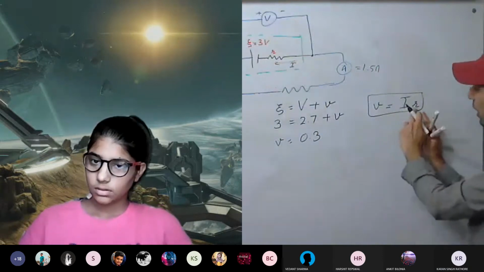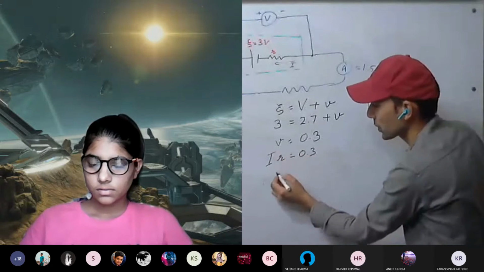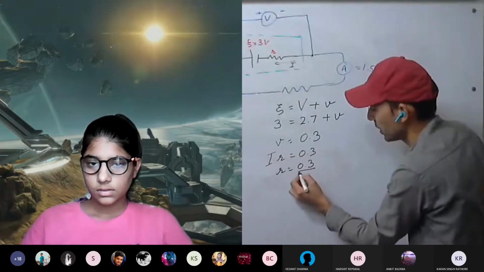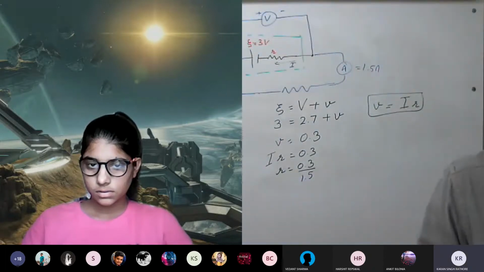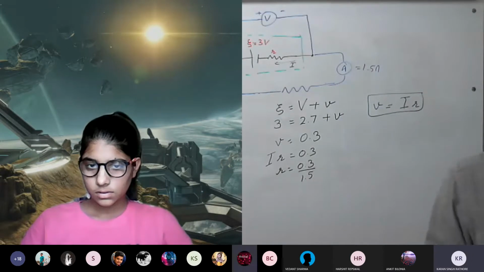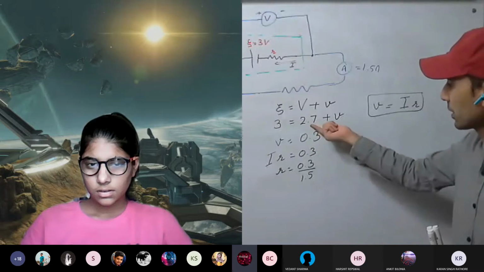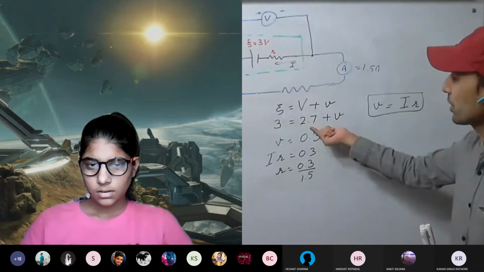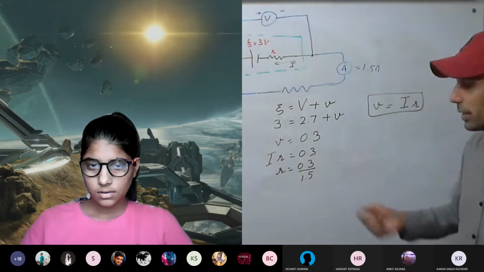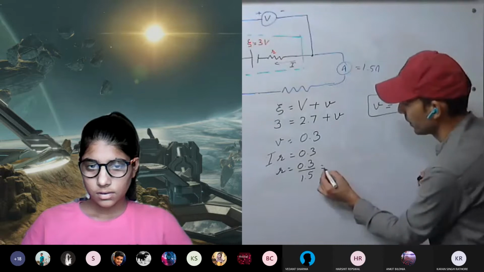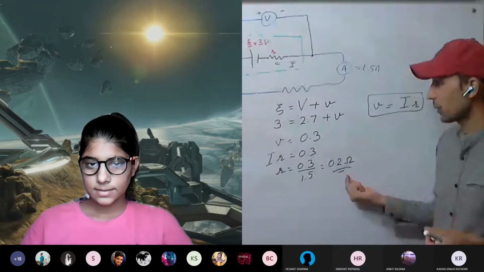And small v equal to IR. We can put here 0.3. R we do not know, that we have to calculate, but I we know, 1.5. Calculate it. Sir, v is equal to 0.3 or 0.9? 0.9, how can it be 9? So 3 minus 2.7, that is 0.3. Understood? So 0.2 what will be the unit? Ohm. 0.2 ohm. So what is the internal resistance? 0.2 ohm. Have you understood?